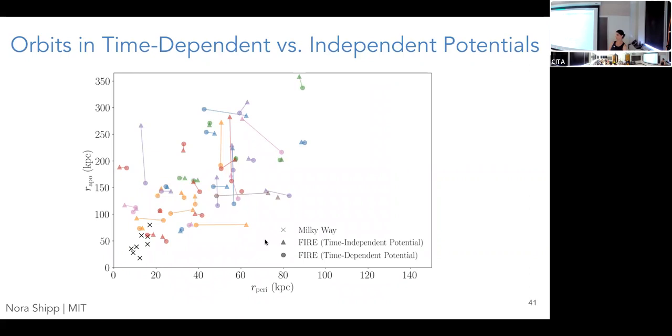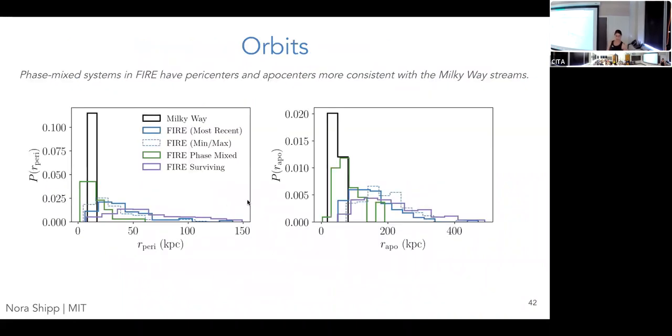This is the point about independent versus dependent potentials. Basically, you can see that the points are connected by two lines, which are the same streams modeled in dependent versus independent potentials. They have pretty similar pericenters and apocenters, and it's not enough to resolve the discrepancy between simulations and observations. Here's another look at the orbits. This is pericenter on the left, apocenter on the right, looking at systems at different stages of disruption.